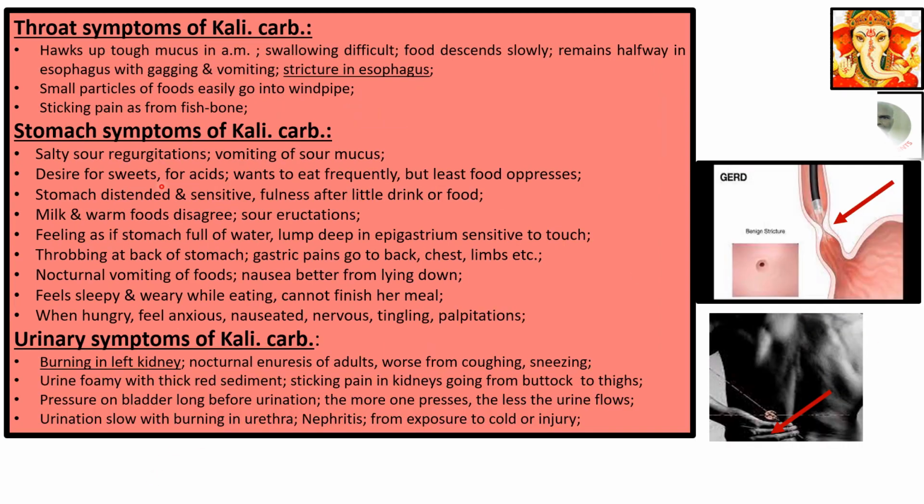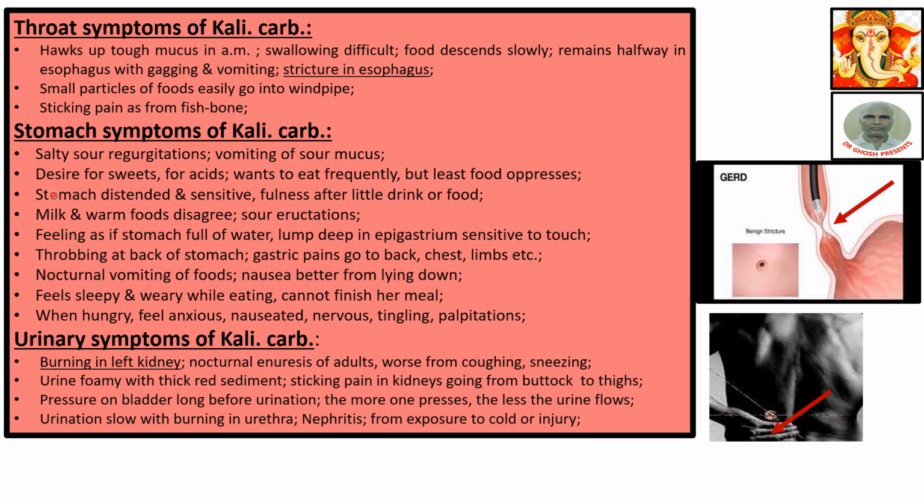Throat symptoms of Kali Carb: hawks up tough mucus in the morning, swallowing difficult, food descends slowly, remains halfway in esophagus with gagging and vomiting. Strictures in esophagus. This is the esophagus. Stricture means constriction in the lumen. Small particles of food easily go into windpipe, sticking pain as from fish bone. These are all throat symptoms.